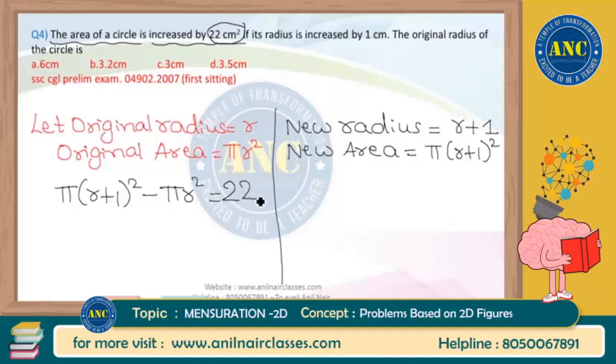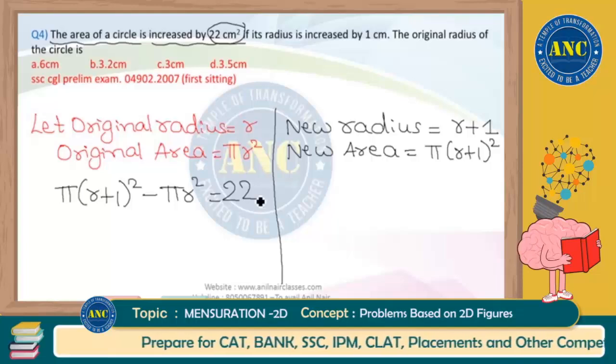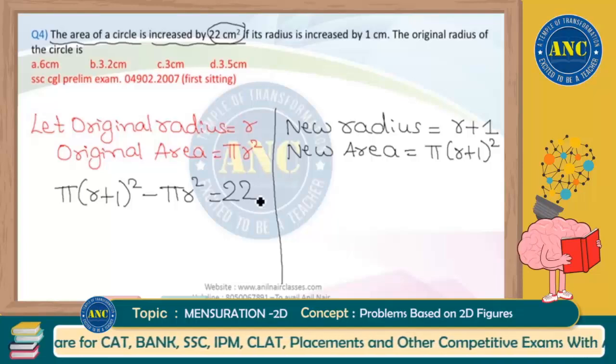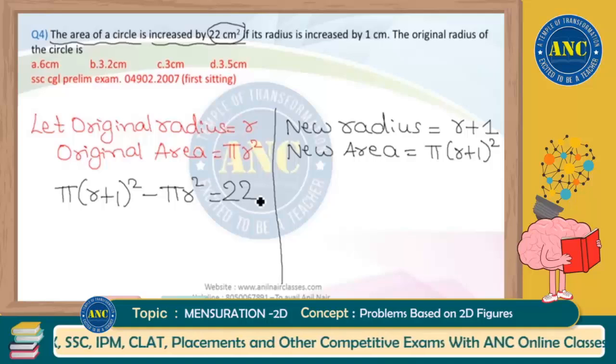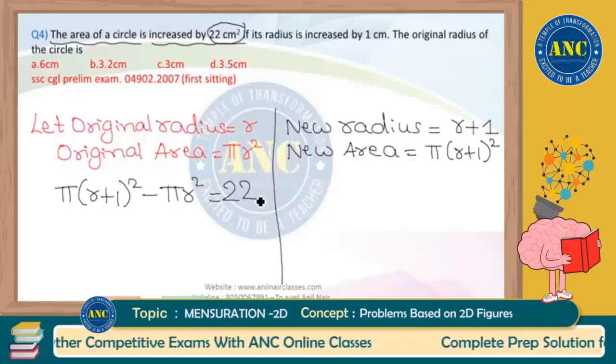This difference is 22. I am 30 years of age. My sister is 35 years of age. Elder sister I am talking about. The difference between my age and my sister's age is 5 years. How is it 5? It is nothing but 35 minus 30. That means my sister's age minus my age. Same way, new area minus old area will give you the difference between the areas, or how much it has been increased. It is given in the question as 22.